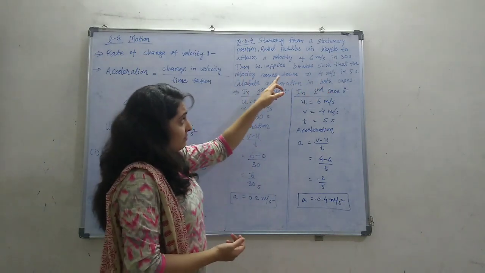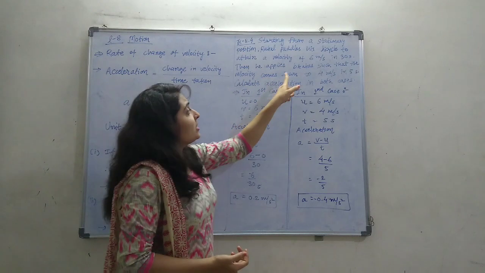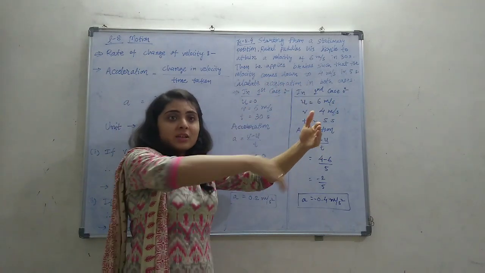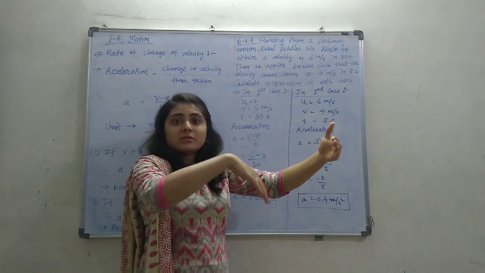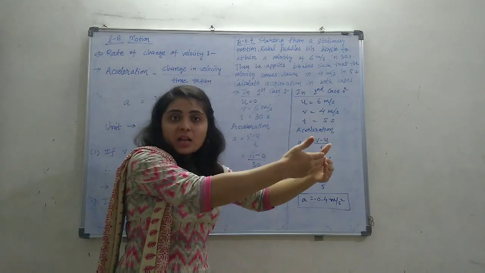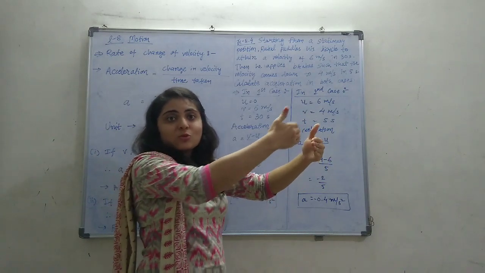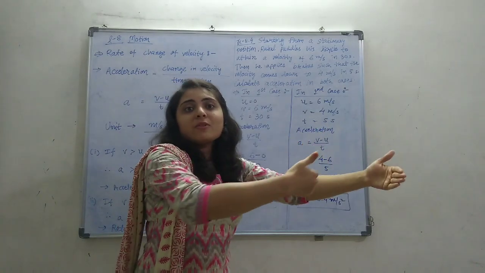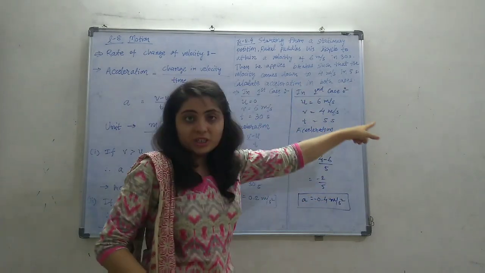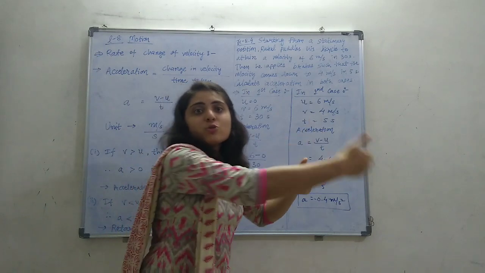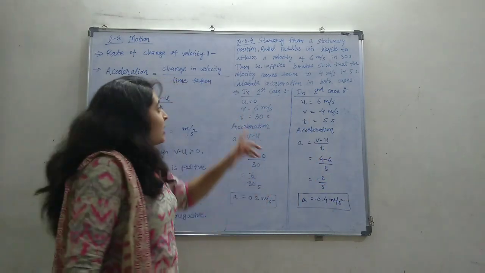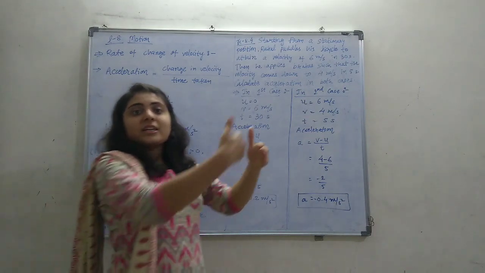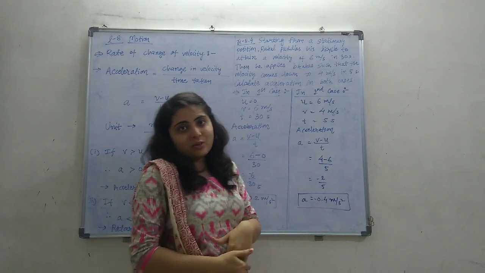Then he applies brakes such that the velocity comes down to 4 meter per second in 5 seconds. So after attaining 6 meter per second, there is another case where he applies brakes at 6 meter per second. After that, when he applies the brake, the bicycle slows down and the velocity decreases to 4 meter per second. And to change 6 to 4, it takes 5 seconds. So calculate the acceleration in both the cases. There are two cases. First case is increasing the velocity and then decreasing the velocity.